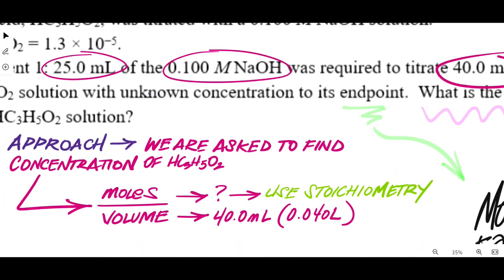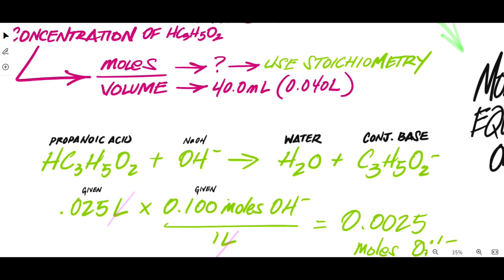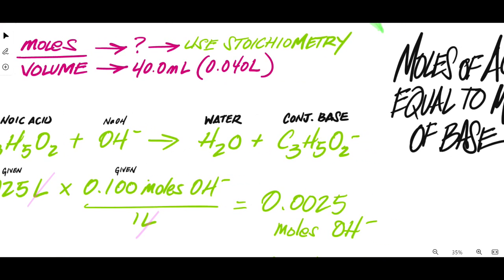See it up there in the upper left? But I just converted that to liters. And I also know the concentration of the NaOH. It's 0.100 molar, and that can also be written as 0.100 moles per 1 liter. Same thing. So doing this simple calculation, I find that we had 0.0025 moles of OH minus.